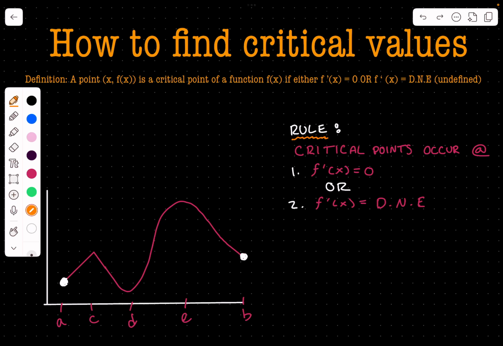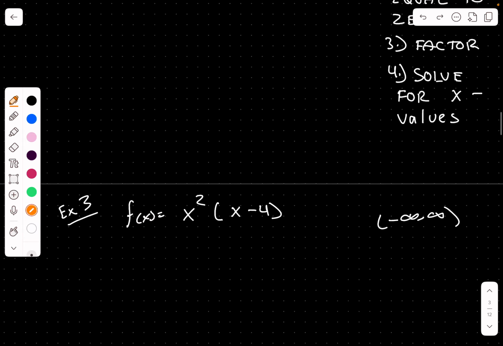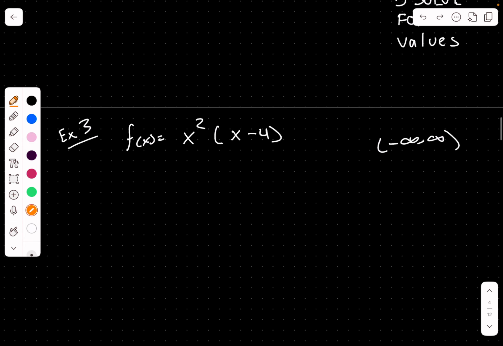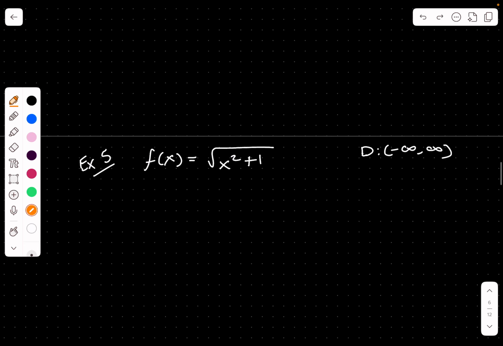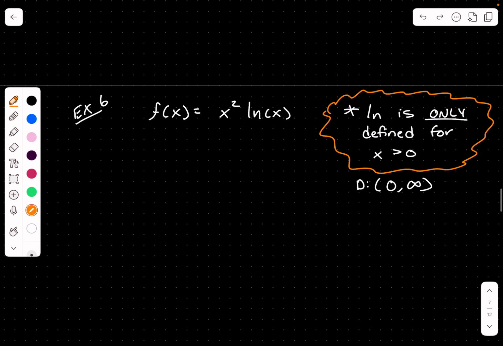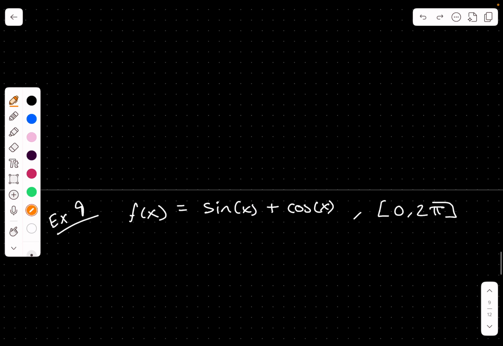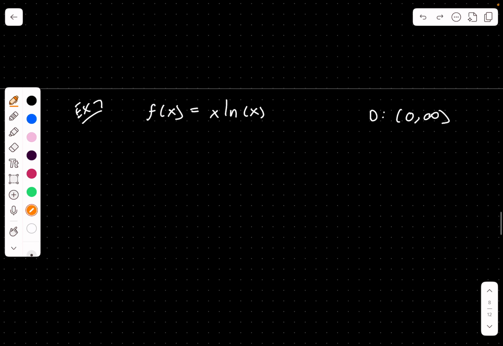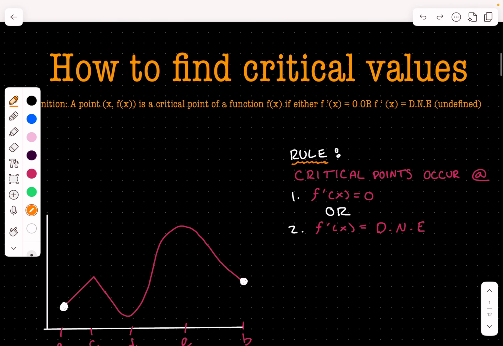Hello everybody. In today's video, we're going to be going over how to find critical values algebraically. This video has about 10 example problems where we work with polynomials, the product rule, the quotient rule, the power rule, and then the chain rule to help us figure out what the critical points are. And then we have natural log and some trigonometric functions. So if that interests you, stay for the rest of the video.